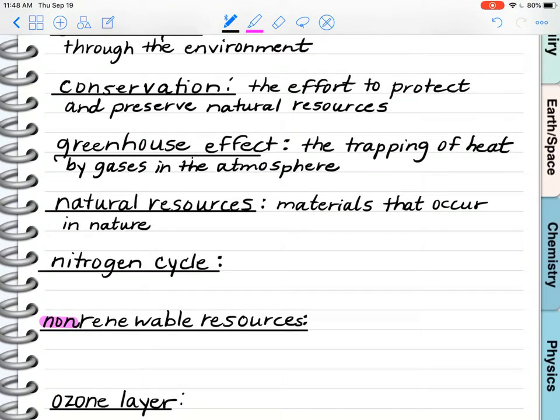The nitrogen cycle. Earth has lots of cycles. We talked about the water cycle. We're going to talk about the carbon and nitrogen cycles. But the nitrogen cycle is the movement of nitrogen through the environment.